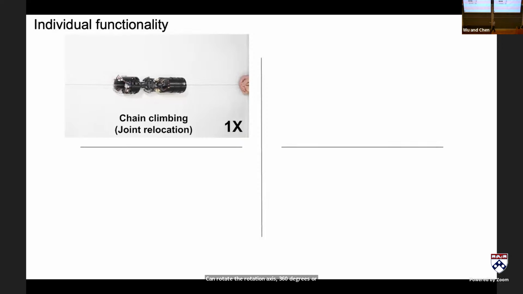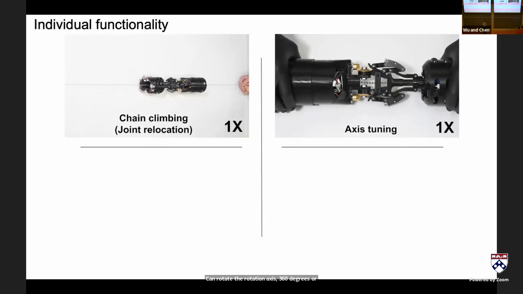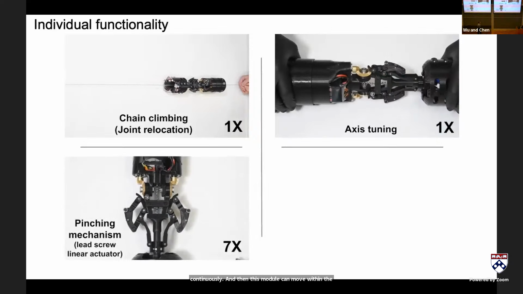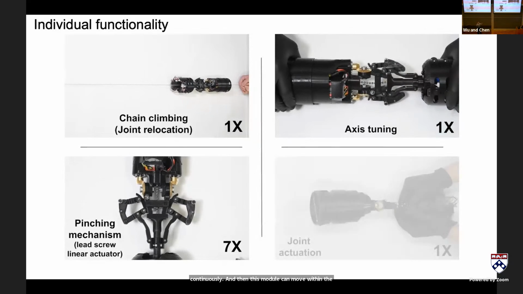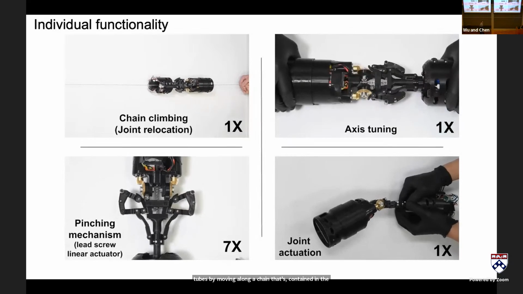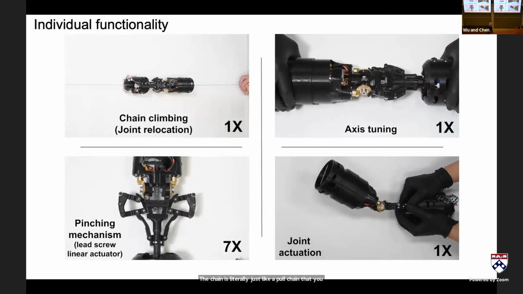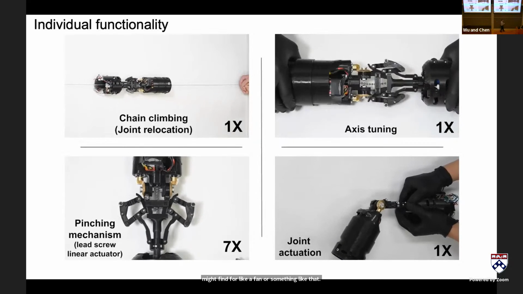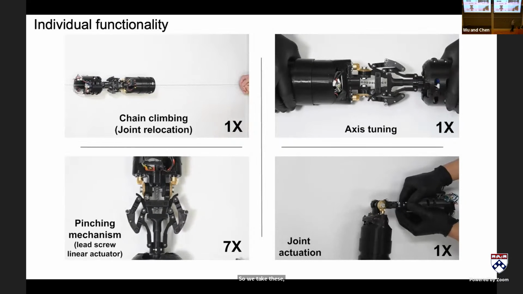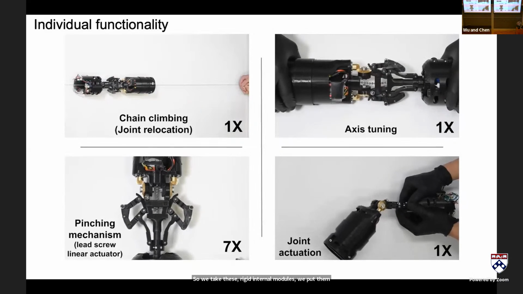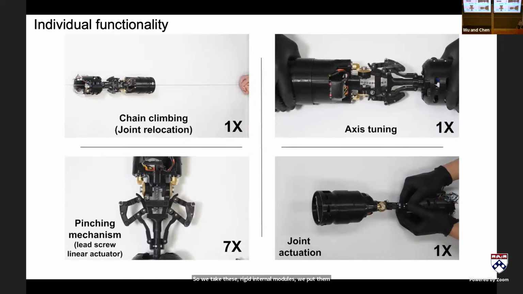And then this module can move within the tubes by moving along a chain that's contained in the tube. The chain is literally just like a pull chain that you might find for like a fan or something like that. So we take these rigid internal modules, we put them inside this like soft tube. The tube is inflated, so it's got some structural properties to it. And now we can achieve this sort of combination of reconfigurable kinematic structures that have relatively traditional kinematics.